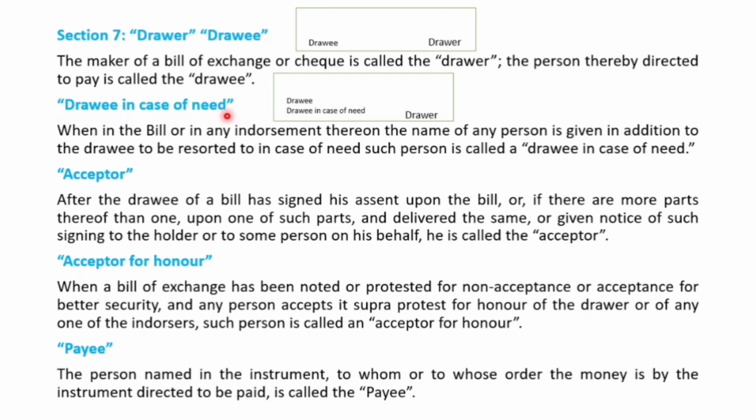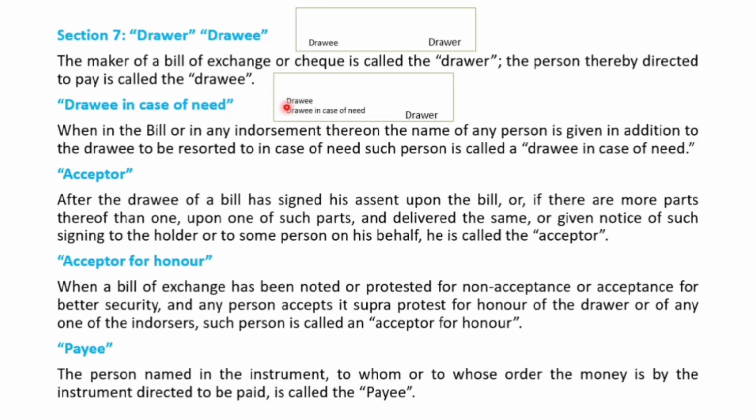Then the drawee in case of need. In a bill of exchange, the drawer will make the bill of exchange and put his signature, and he will also name a person as a drawee. In addition to this drawee, if there is another name, that person is said to be the drawee in case of need. So when in the bill or in any endorsement thereon, the name of any person is given in addition to the drawee to be resorted to in case of need, such person is called a drawee in case of need.